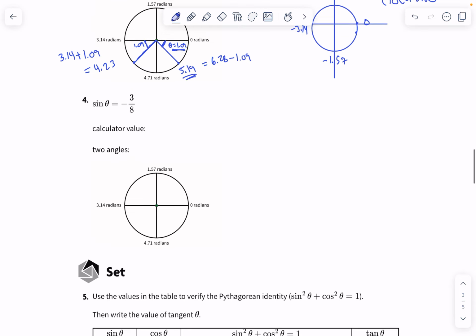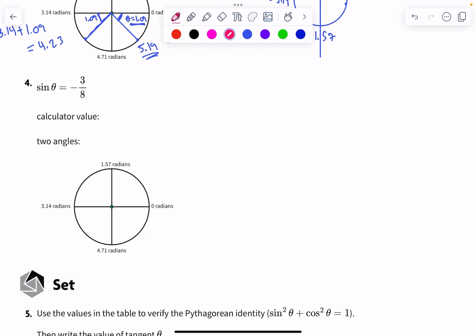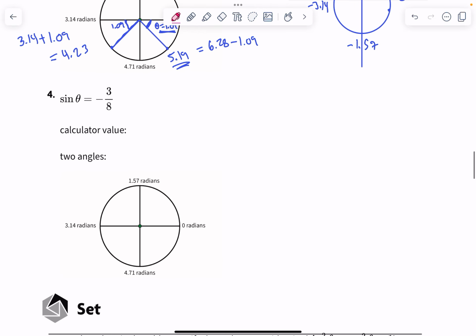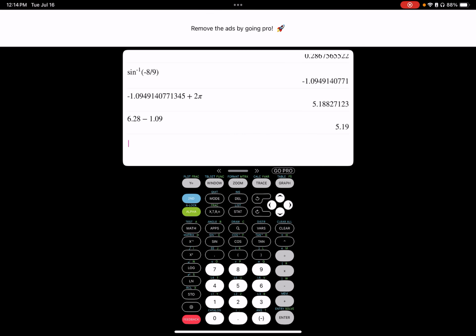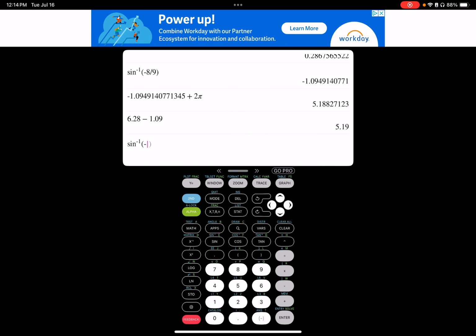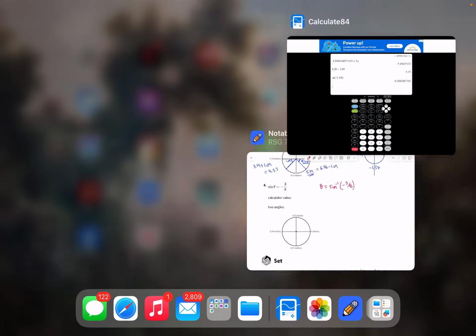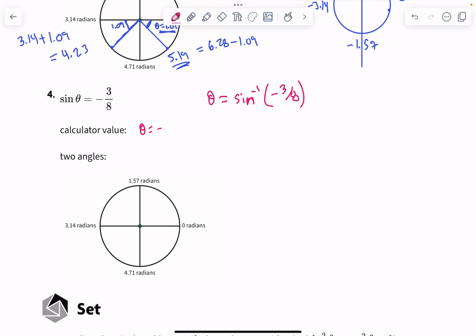Okay. Let's talk about number 4. So for 4, something very similar, we have that theta is going to be equal to what? Sine inverse of negative 3/8. Okay, so let's go to our calculator. Sine inverse of negative 3/8, close the parentheses, negative 0.384. So this theta here is negative 0.384, which can just be rounded off to negative 0.38.